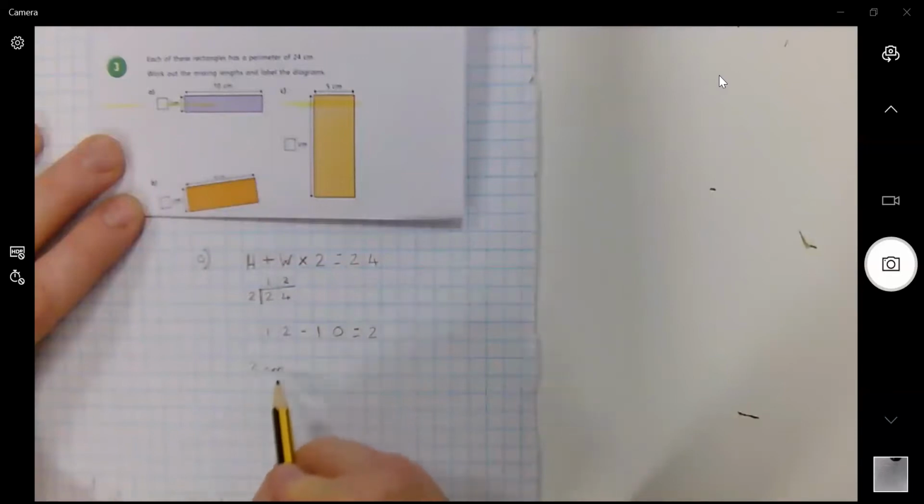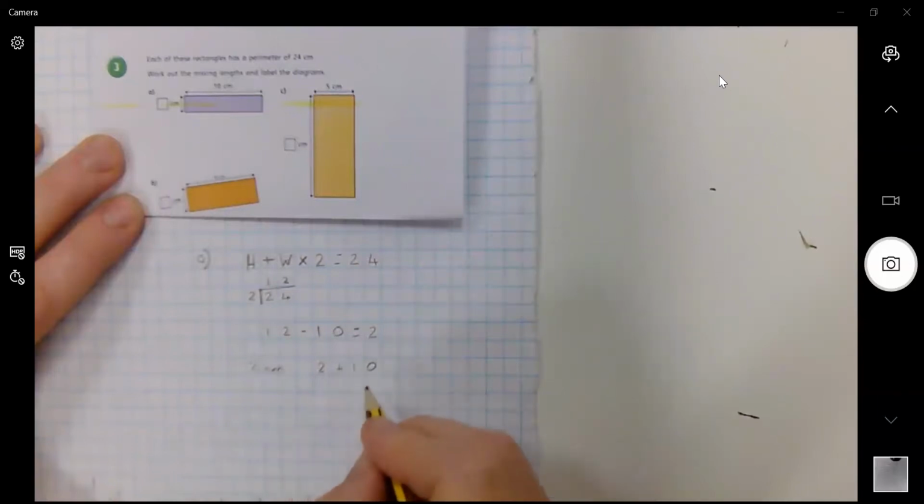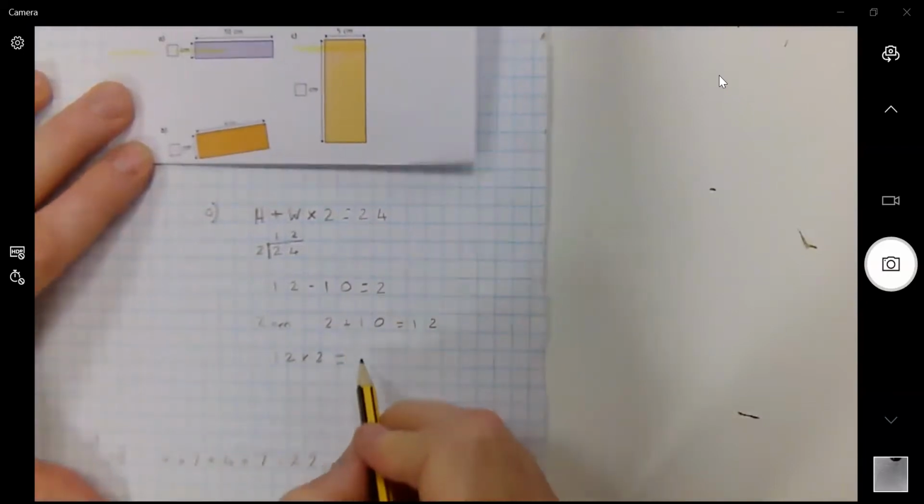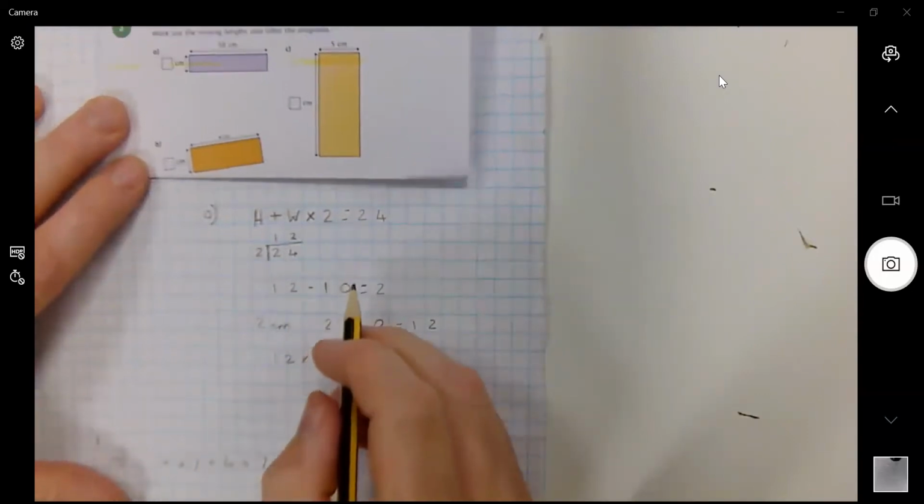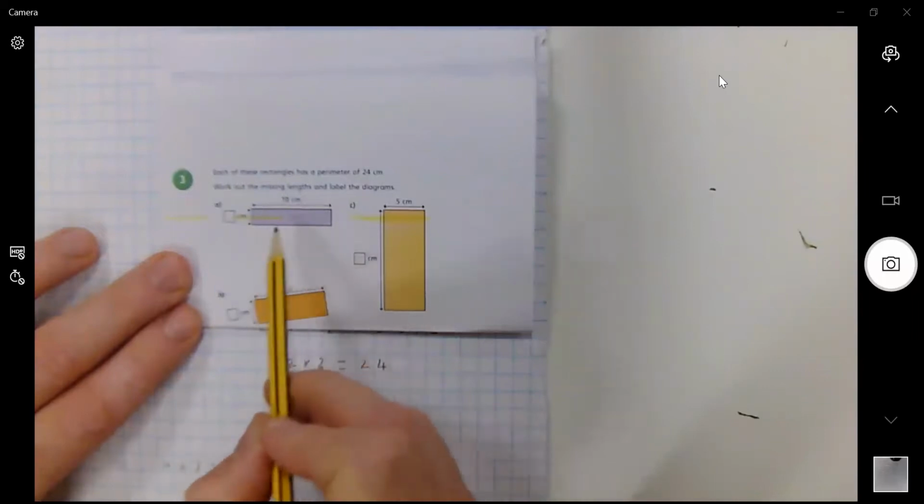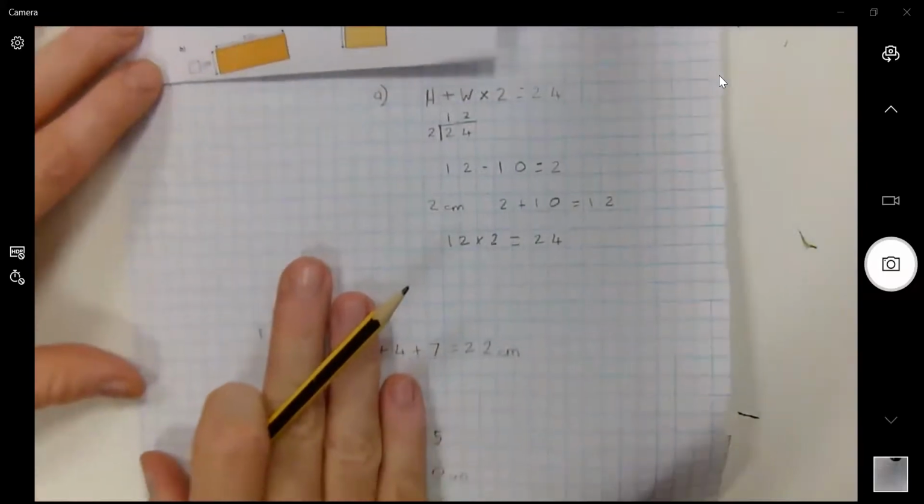Now I can check this. I can do 2 add 10, which gives me 12. I can then multiply 12 by 2, which will give me, yeah, that's right, 24. So there we go. That's one way of working it out. The other way of working it out is what we know about a rectangle. We know that this side and this side are the same. They're the same length. So we could use an alternative method, which I'll show you now.